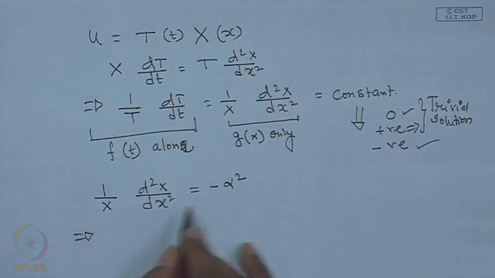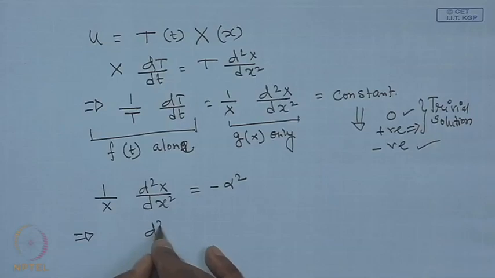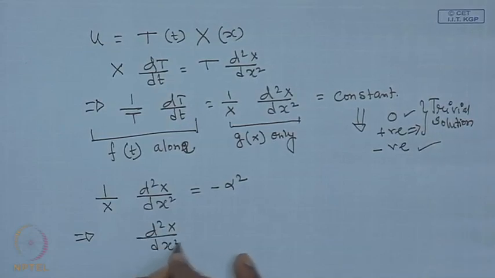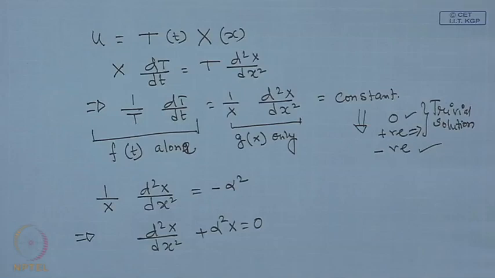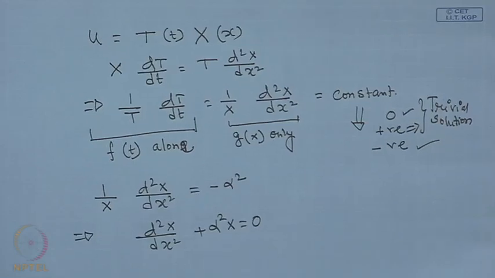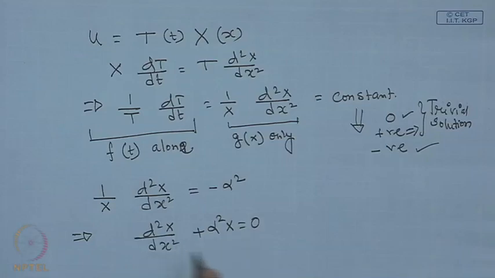Therefore, we multiply both sides by X and bring it to the left hand side. So, d²X/dx² plus alpha squared X is equal to 0. If you look into the general formulation of the Sturm-Liouville problem, this equation falls under a standard Sturm-Liouville problem with certain modifications.